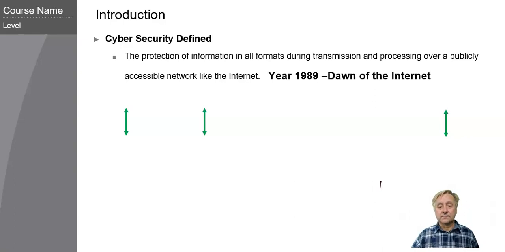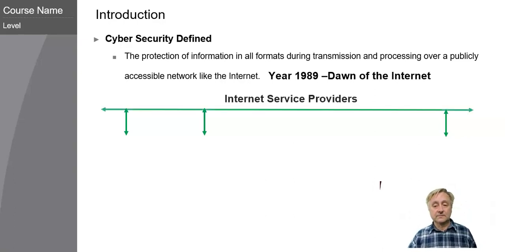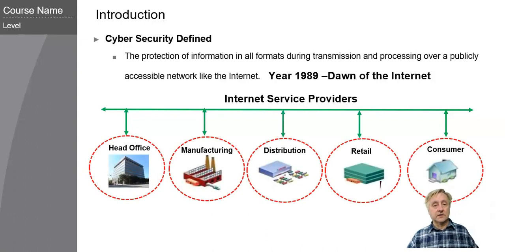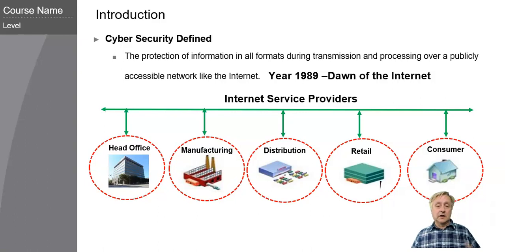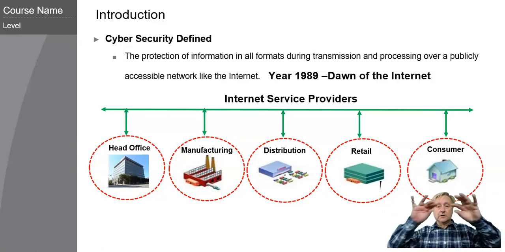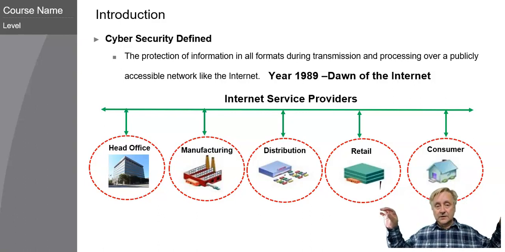Things changed, though, with the dawn of the Internet. 1989 and forward, the Internet service providers provided this backbone, which created the publicly accessible network for all businesses. Instead of businesses connecting directly to their manufacturing facilities or distribution or retail or consumers, they connected through the backbone and used the Internet to access.